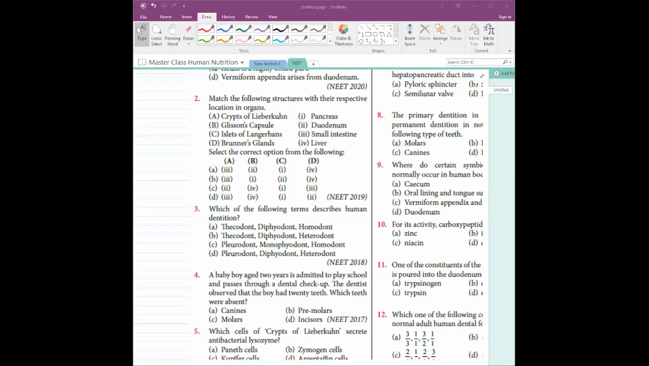Dia, first, crypts of Lieberkühn. Where are you going to see the crypts of Lieberkühn? Apart from Dia, everybody is answering. Where are we going to see this? This is going to be seen in your small intestine.